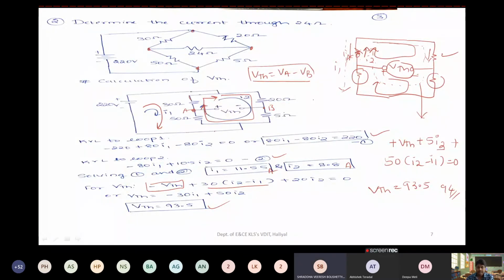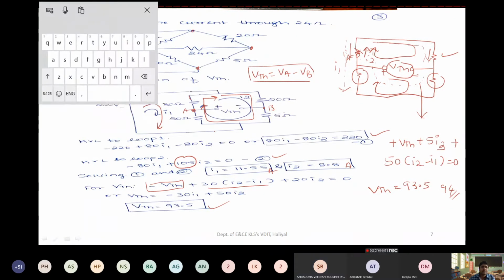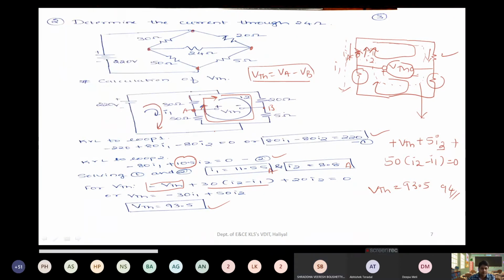Sir, second equation. Sir, in the second equation, how did 105 come, sir? Which one? The second equation, sir. Equation number 2, this one you are asking? Yes sir. Okay, let me get the pointer here. This one you are asking, 105? Yes sir.